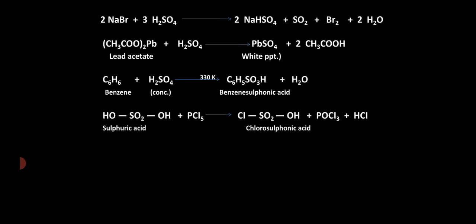Now sulfuric acid reacts with SO3 to form oleum. You have seen it already. It reacts with barium chloride to form barium sulfate, a white precipitate like lead sulfate, and HCl gas is produced. So these are the different reactions of sulfuric acid.